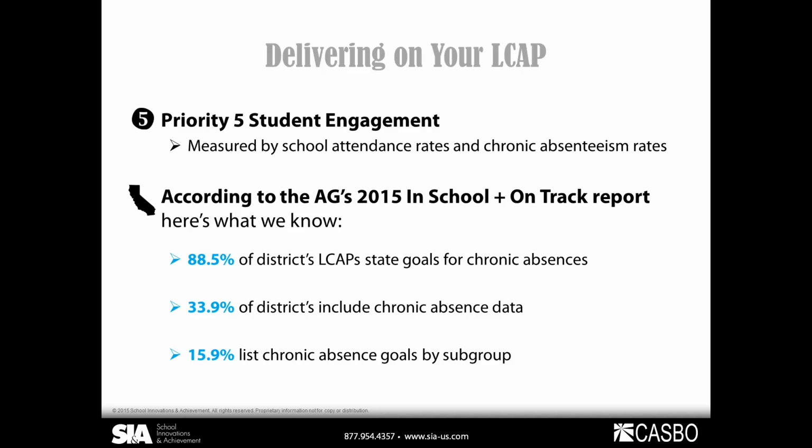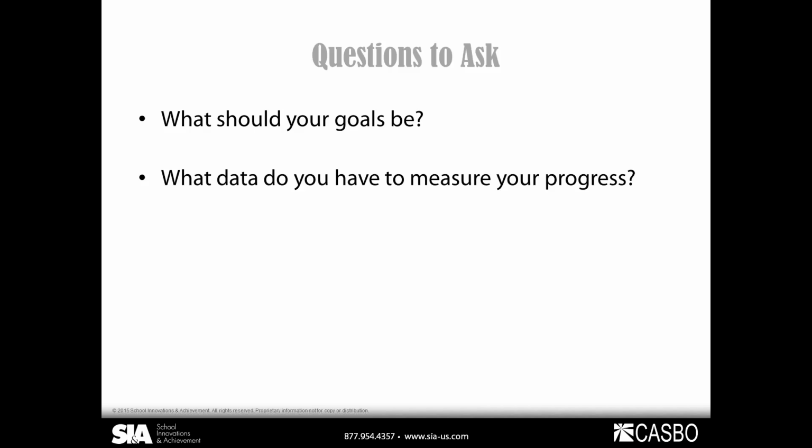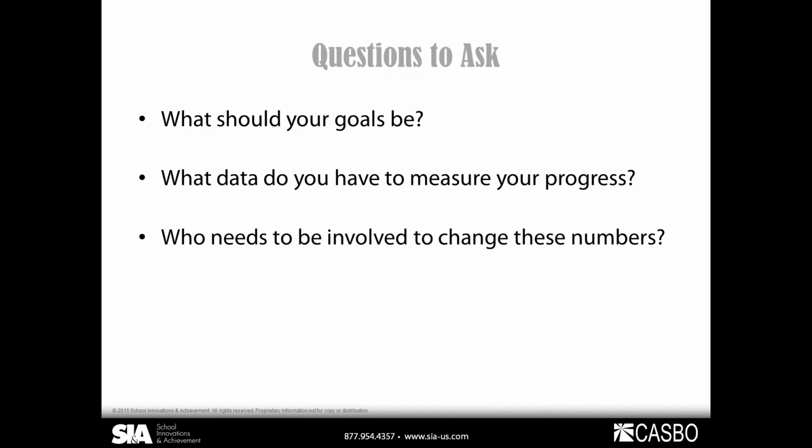What we know at this point, based on the latest Attorney General's report that just came out, the 2015 In School and On Track report, is that when it comes to LCAP and the goals around priority 5, still not every district has built in goals and stated them for their chronic absence reports. We also know that less than half are including actual chronic absence data. And within that, only 15.9 are listing actual chronic absence goals by subgroup, which, if you think about it, is the whole purpose of LCFF and LCAP: to allocate those funds to help particular at-risk groups and subgroups. So we're still not quite there when it comes to data or goals.